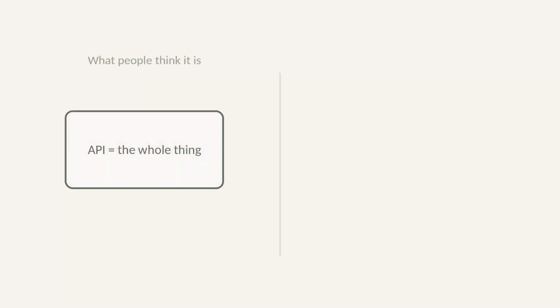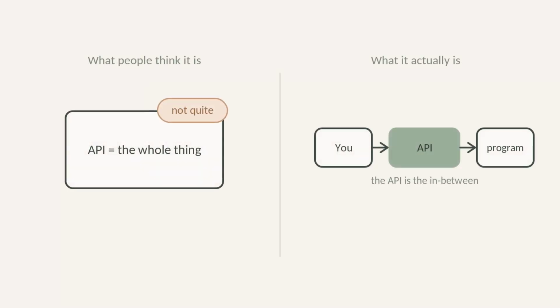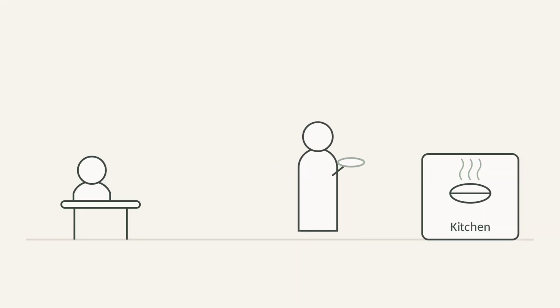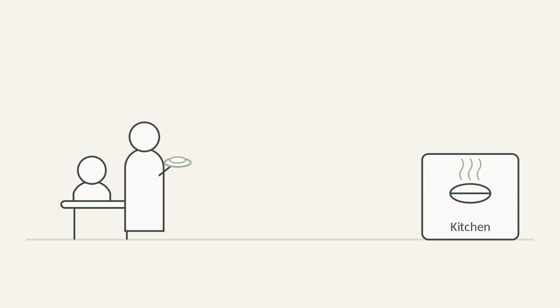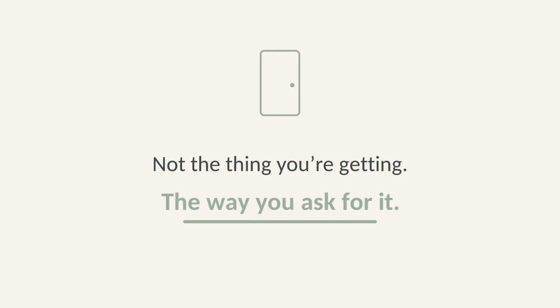One thing to clear up. People assume the API is the other program, the weather service or the database, but that's not it. The API isn't the kitchen, it's the waiter, the way to ask. Once you see the API as the connection, the in-between, a lot clicks. When someone says the app talks to the database through an API, you will think, right, the API is the waiter in the middle. Simply put, an API isn't the thing you are getting, it's the way to ask.